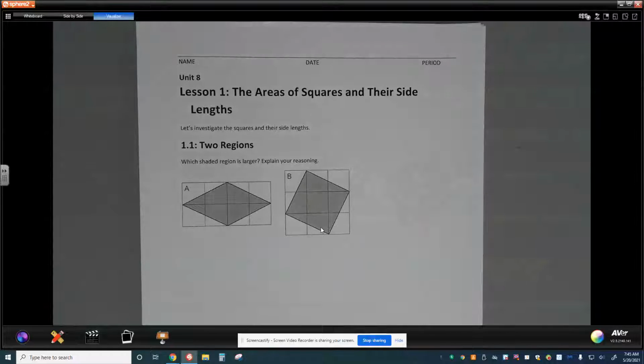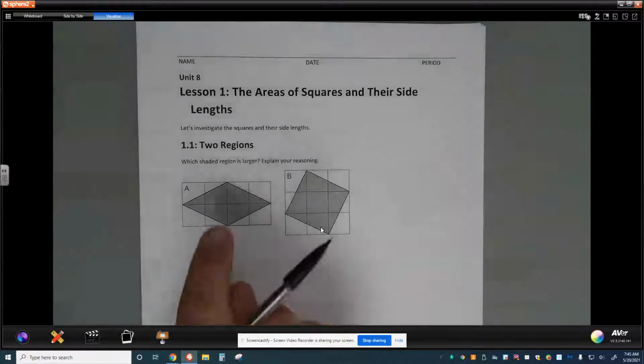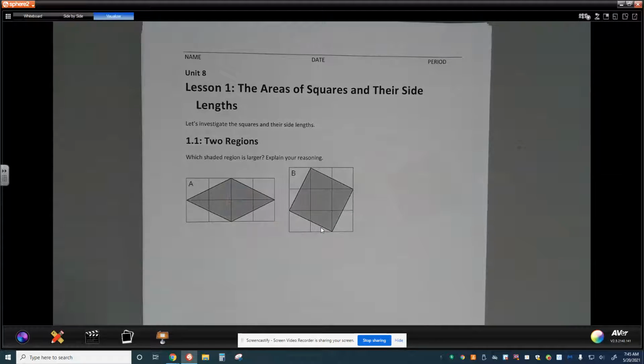We are with Unit 8, Lesson 1, the area of squares and their side lengths. Today we're going to start by looking at two different figures, two different regions, and decide which shaded region is larger, and explain the reasoning.